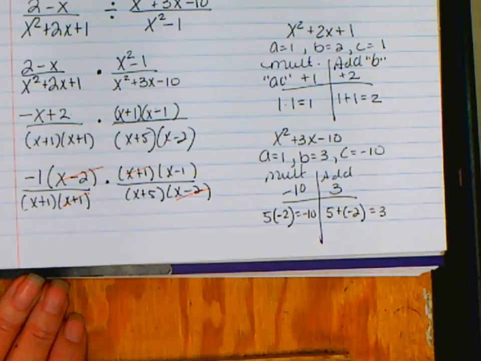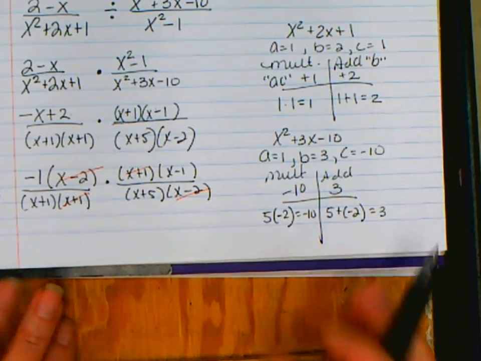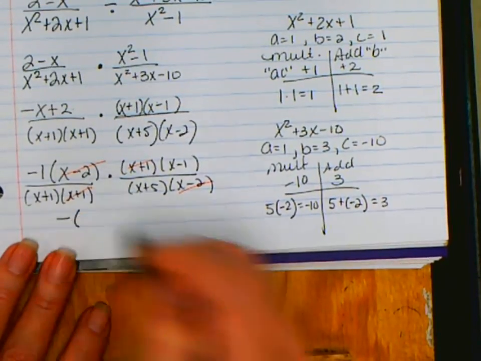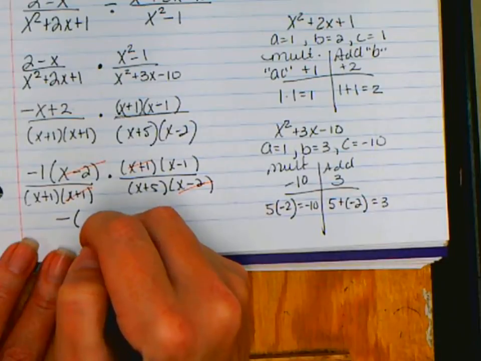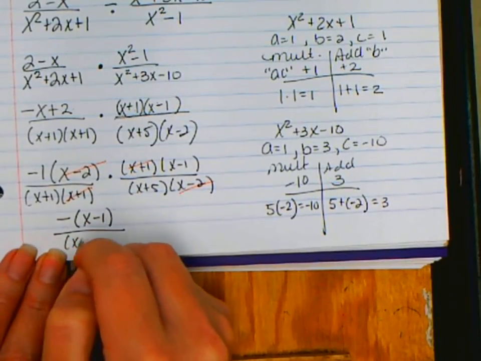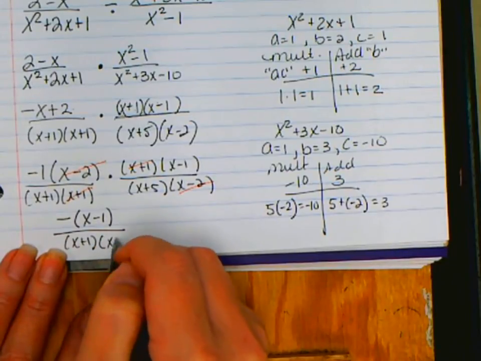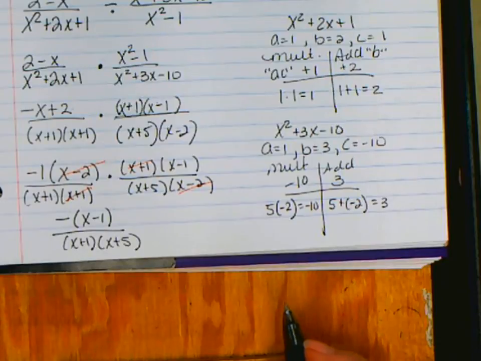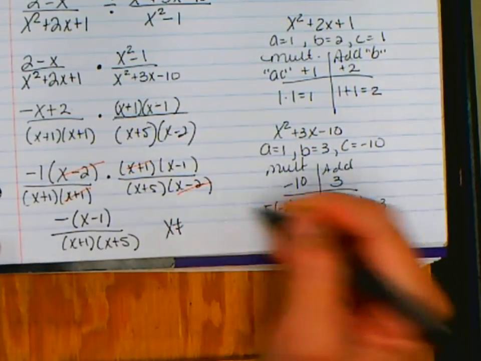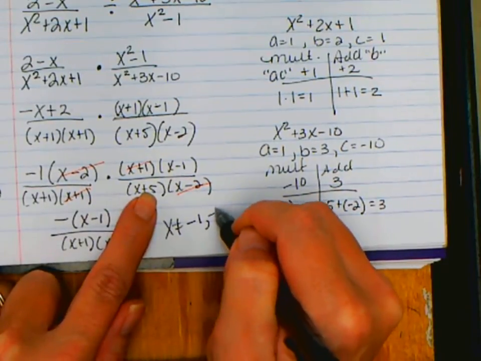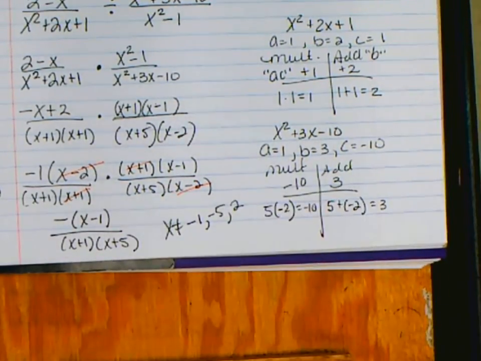Am I missing anything? Am I not seeing anything that I can reduce? No, I don't think so. So in my numerator, I don't have to put that negative 1, it'll just be implied, times x minus 1, all over x plus 1 times x plus 5. My restrictions: x cannot equal negative 1, negative 5, or positive 2.